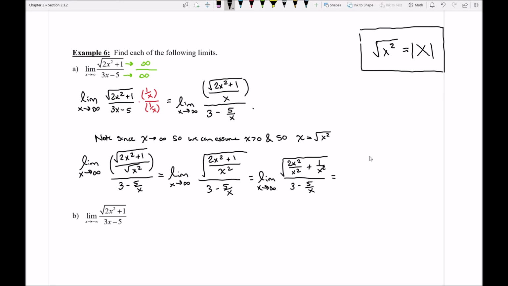Now I can simplify this down a little bit before I write out my final result. In the numerator, I'm going to have a square root of 2 plus 1 over x squared, and then 3 minus 5 over x. Now notice when I actually compute this, I'm going to get 2 plus 0 in the numerator and 3 minus 0 in the denominator, leaving me with the final result of square root of 2 over 3.